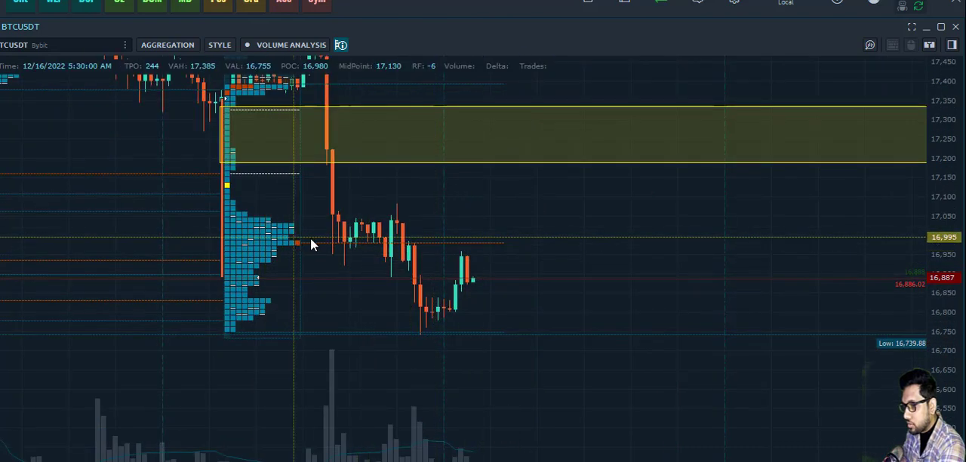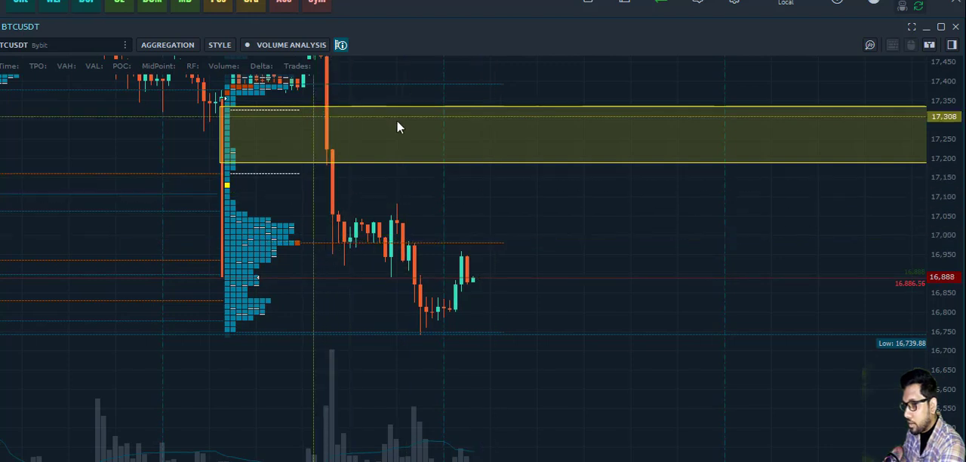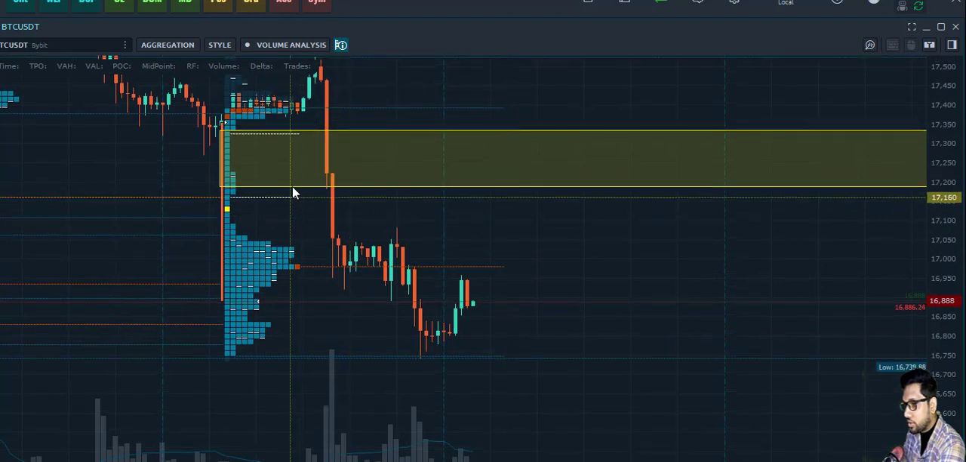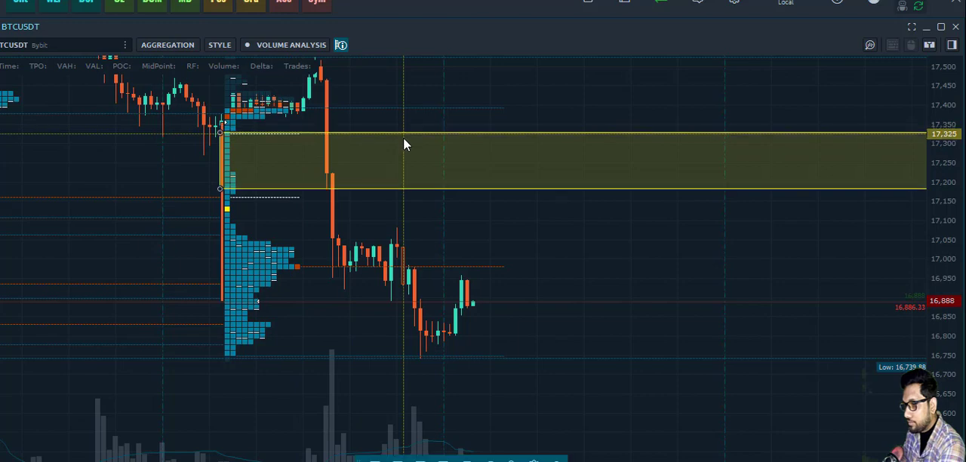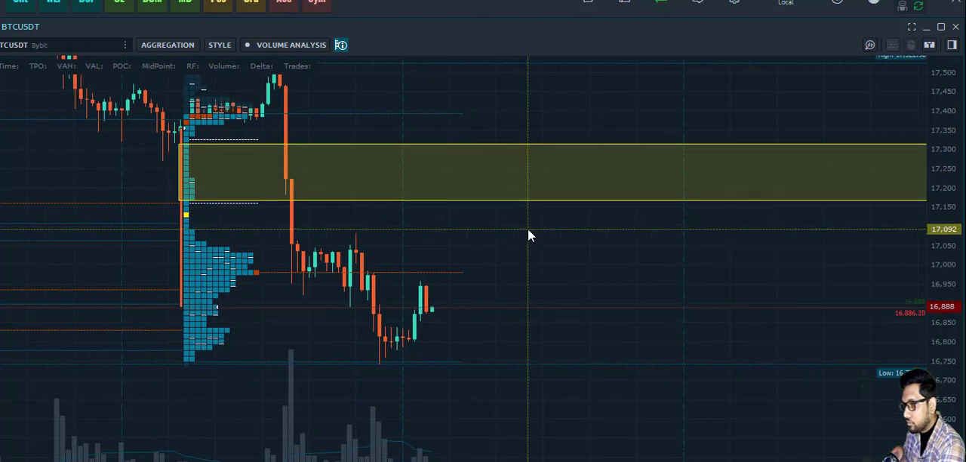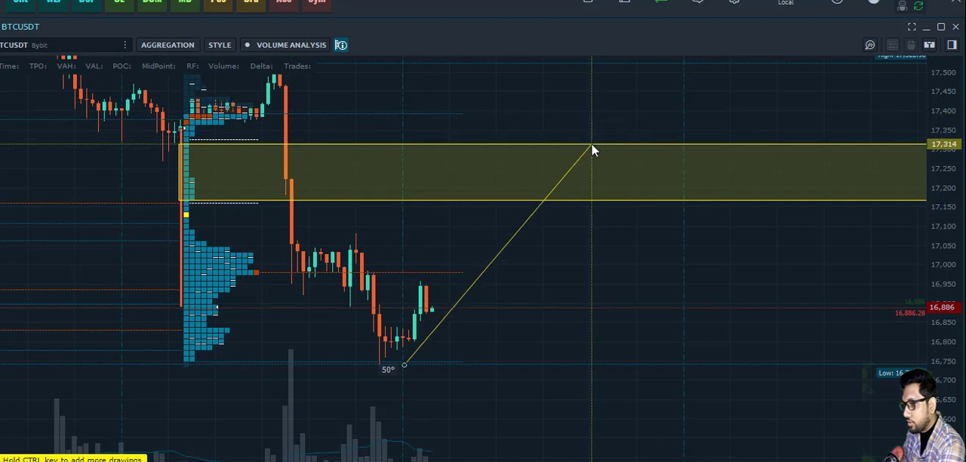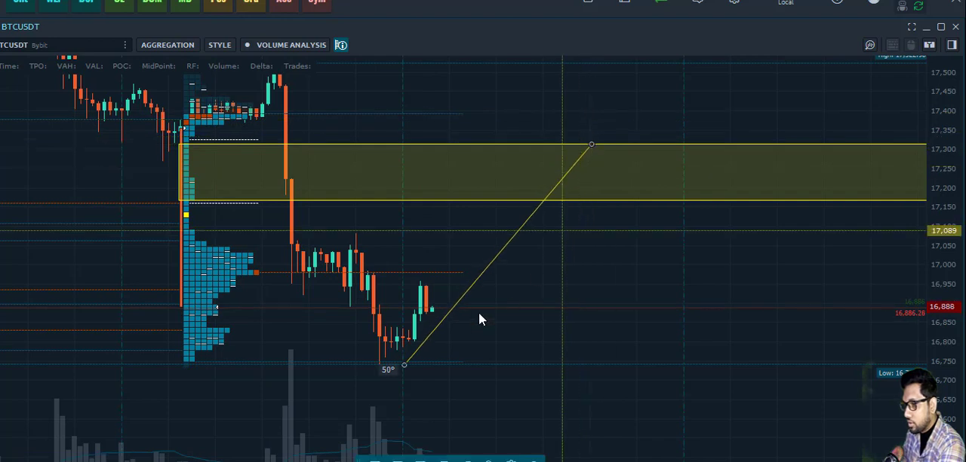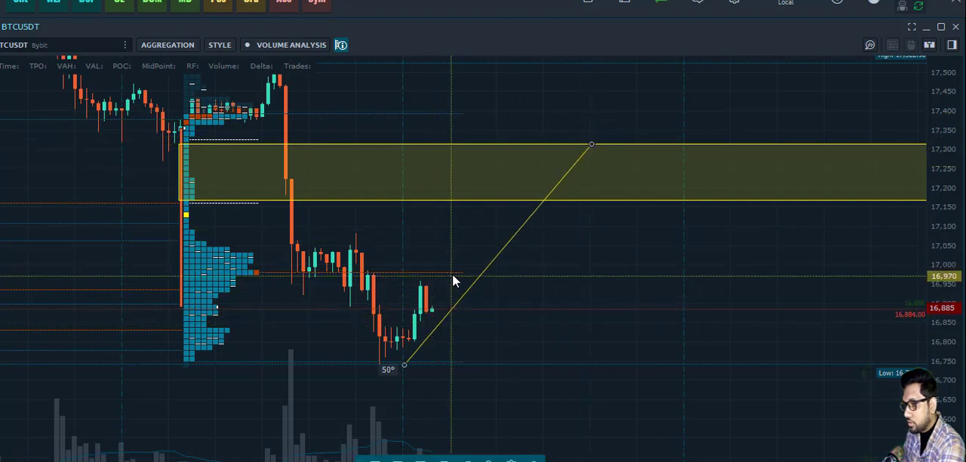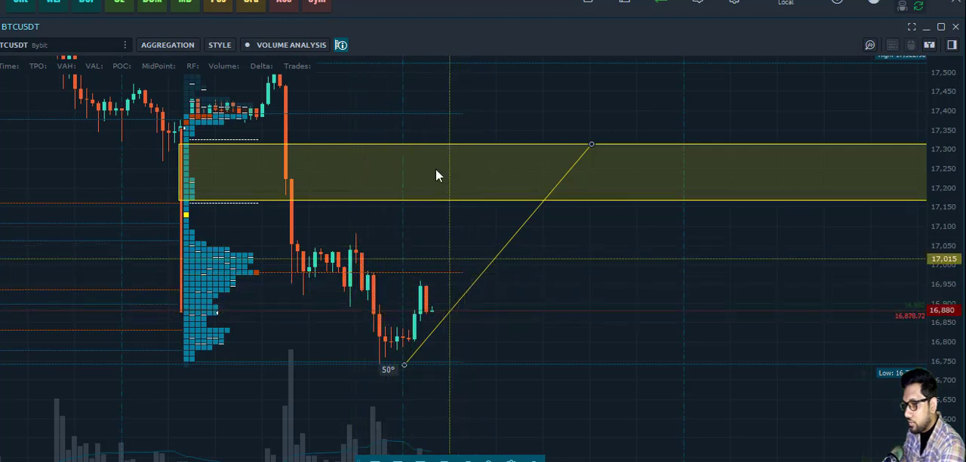Yes, this is the TPOC as well. We have the single prints to the upside. Exactly, this is my zone here for take profit if possible. If we flip this POC into support, then we can have a nice upside.